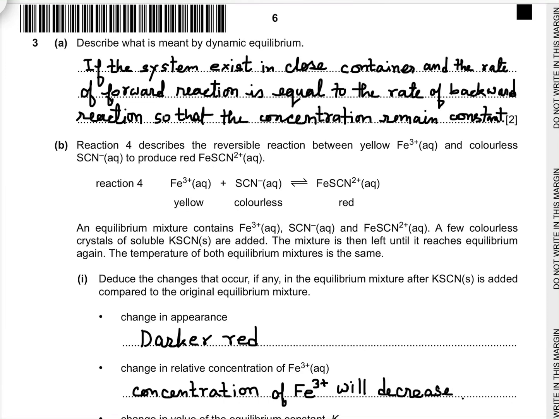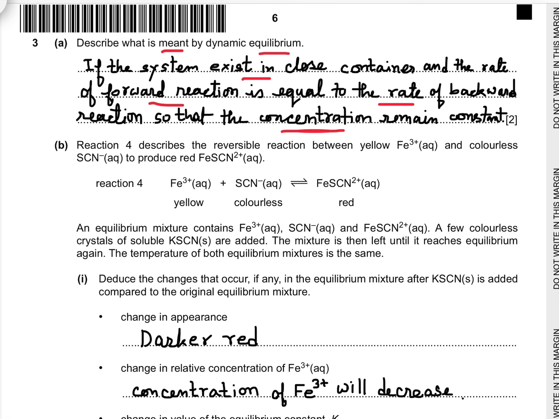Question 3. A. Describe what is meant by dynamic equilibrium. This is an easy one. If the system exists in a closed container and the rate of forward reaction is equal to the rate of backward reaction so that the concentration remains constant, it is called dynamic equilibrium.